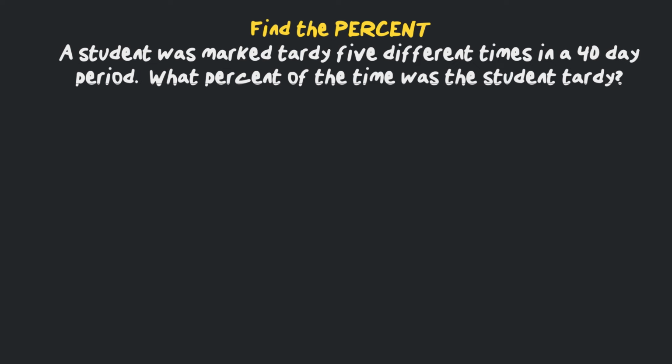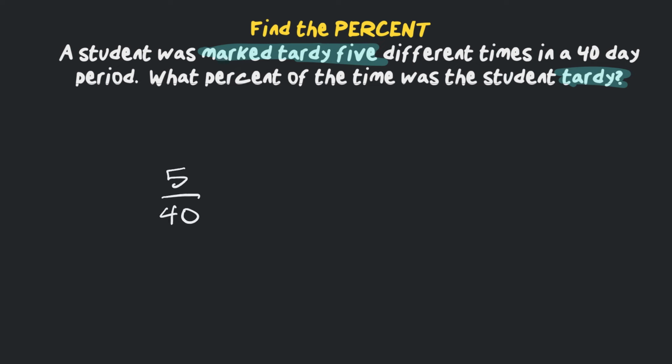All right, our next one. A student was marked tardy 5 different times in a 40-day period. What percent of the time was the student tardy? Okay, so we got lucky here. They're asking for tardy, and I think he was marked tardy 5 times. So I don't think they're trying to trick us, which is awesome. Student was marked 5 different times out of 40.